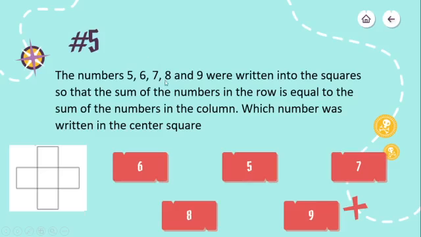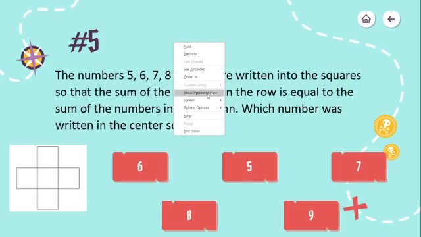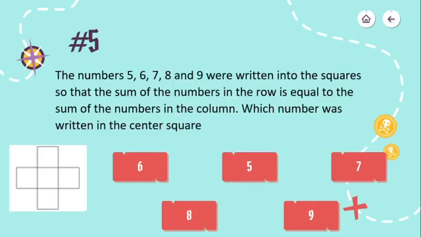Okay, now we move on to the final question. The numbers 5, 6, 7, 8, 9 were written into the squares so that the sum of the numbers in the row is equal to the sum of the numbers in the column. Which number was written in the center square? Now we write 5 in the center square. This is the column, this is the row, you all know that.